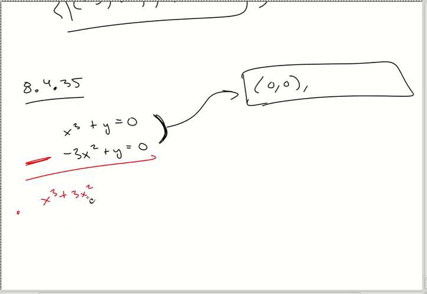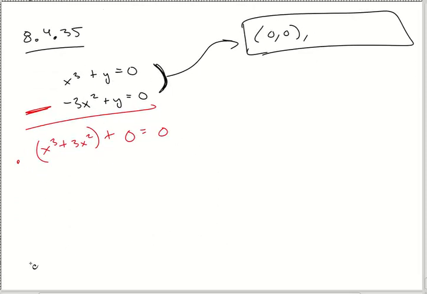You can't do anything about that. I mean, that's it. There's your first term. Plus, and then you got these guys. Y minus y is 0, and 0 minus 0 is a 0. And so, I got x cubed plus 3x squared is equal to 0.